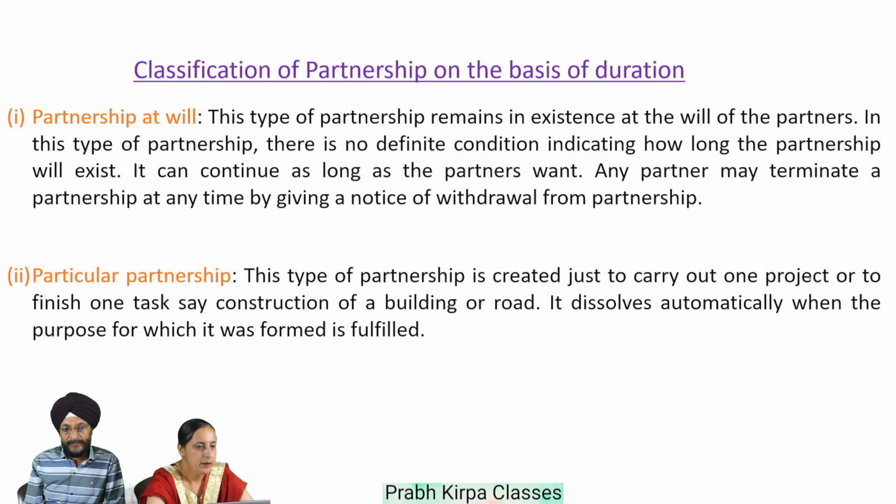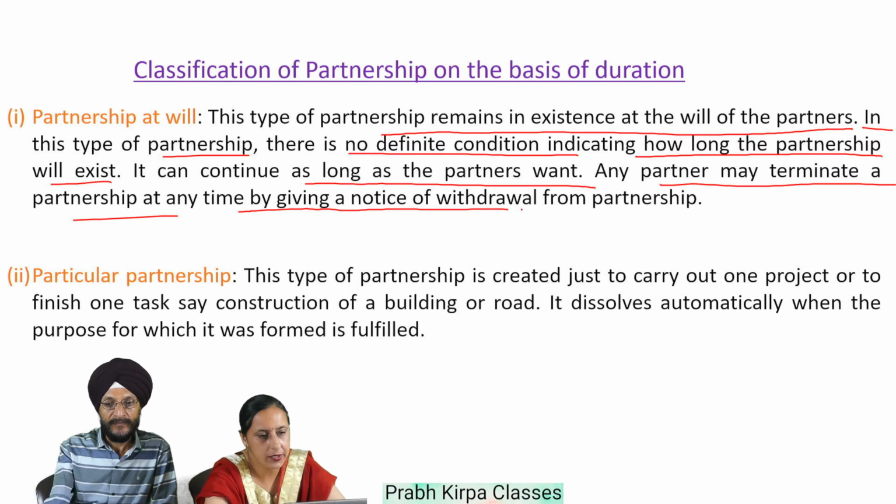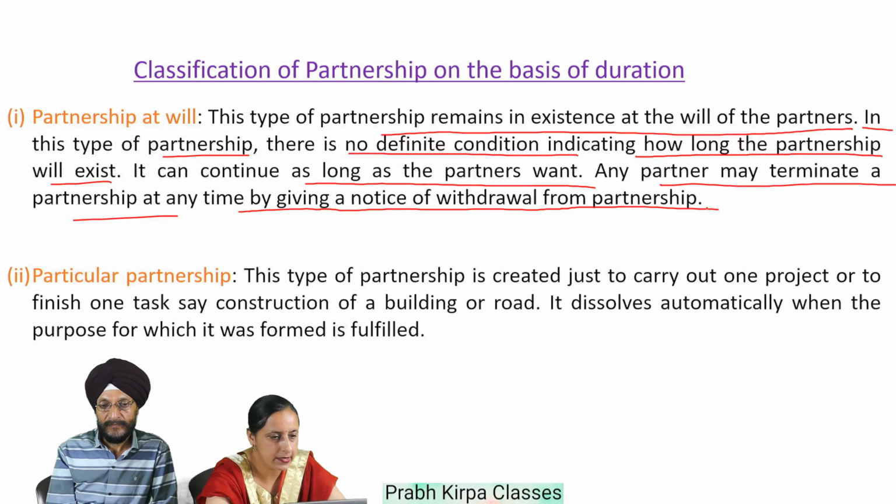Number 1, partnership at will. This type of partnership remains in existence at the will of the partners. In this type of partnership, there is no definite condition indicating how long the partnership will exist. It can continue as long as the partners want. Any partner may terminate a partnership at any time by giving a notice of withdrawal from partnership.